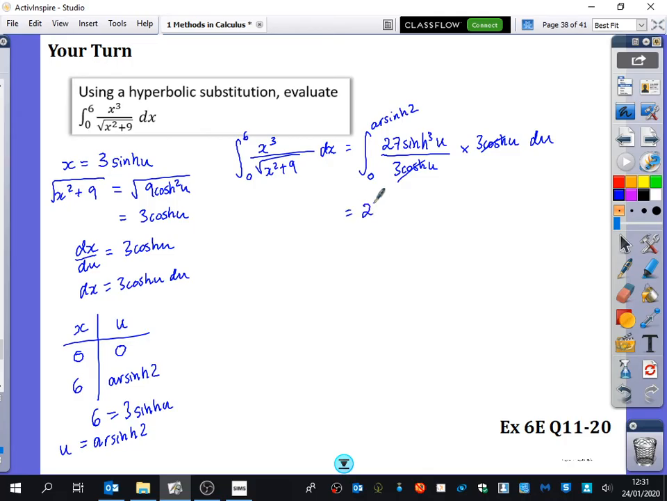I'm going to take the 27 out. So I'm integrating between 0 and arcsinh 2 sinh cubed u du, which is sinh u times sinh squared u. And sinh squared is cosh squared minus 1. Then you can fill that in through.